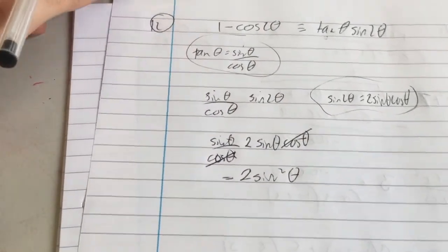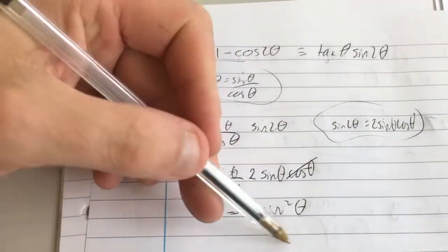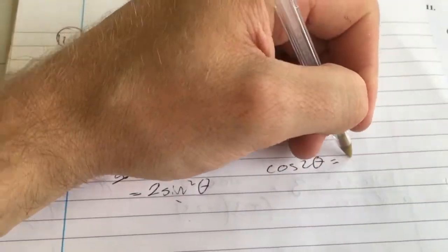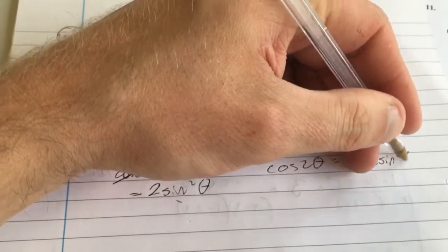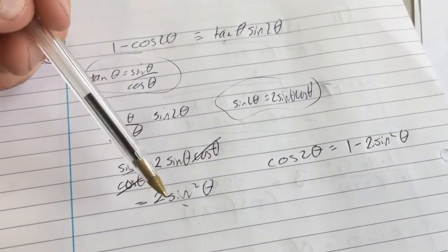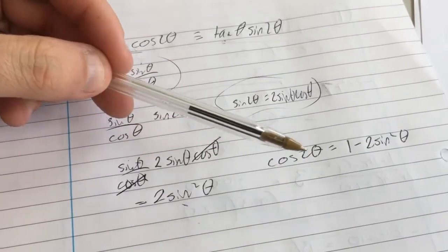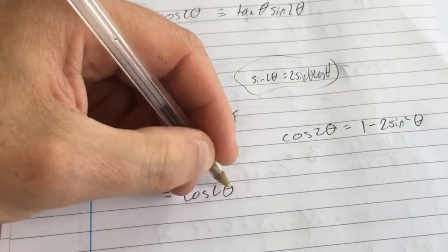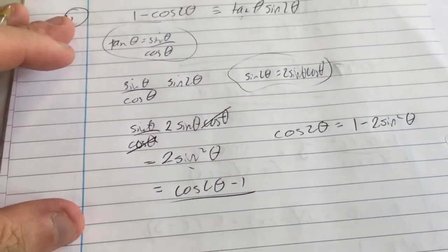And there is a double angle formula that links cos 2 theta and sine squared. So we can put that over here. Cos 2 theta equals 1 minus 2 sine squared theta. We've got 2 sine squared theta, which is just cos 2 theta minus 1. So we can just say that equals cos 2 theta take 1. So nice and easy there.